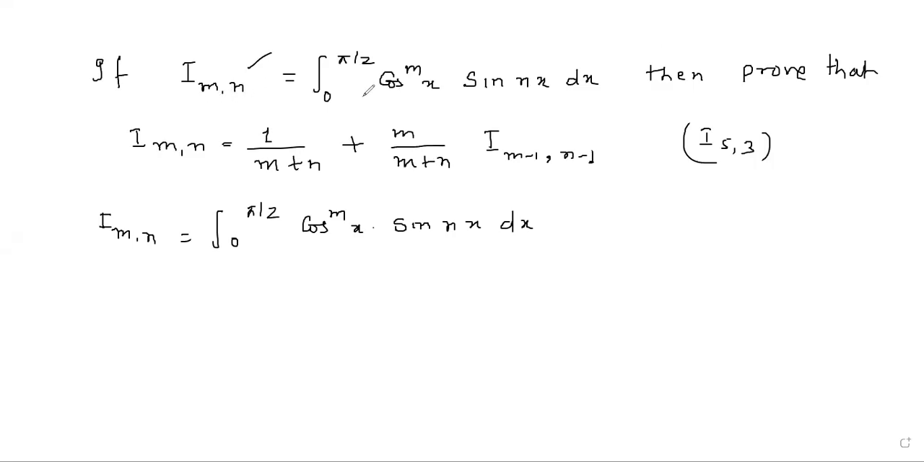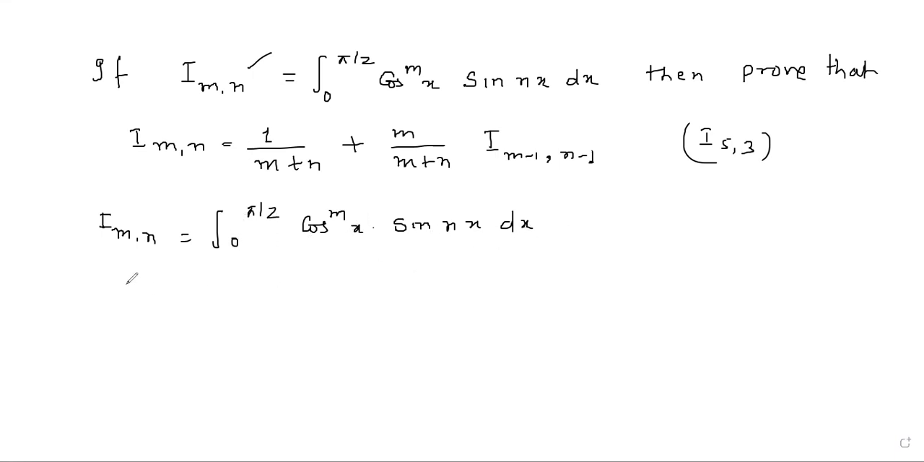If I_mn is given by the integral from 0 to pi by 2 of cos^m x sin nx dx, then prove that I_mn equals 1 upon m plus n plus m upon m plus n times I_(m-1, n-1), and also evaluate I_(5,3). So let's consider the question. I_mn is the integral from 0 to pi by 2 of cos^m x sin nx dx.